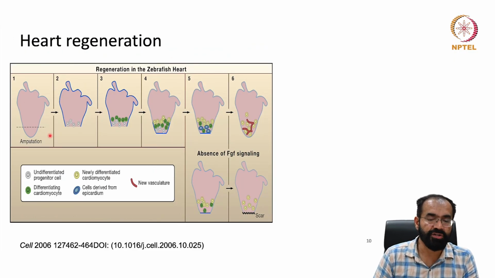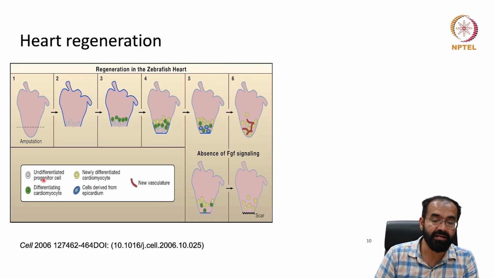So you have done the amputation, and what you are seeing here, soon after there is a proliferation, there is a key given here.